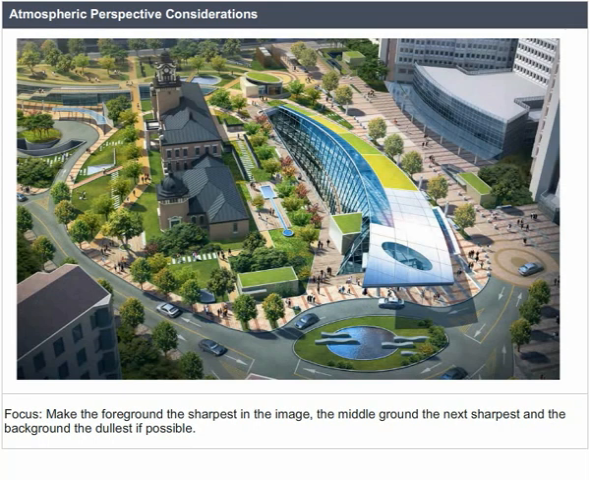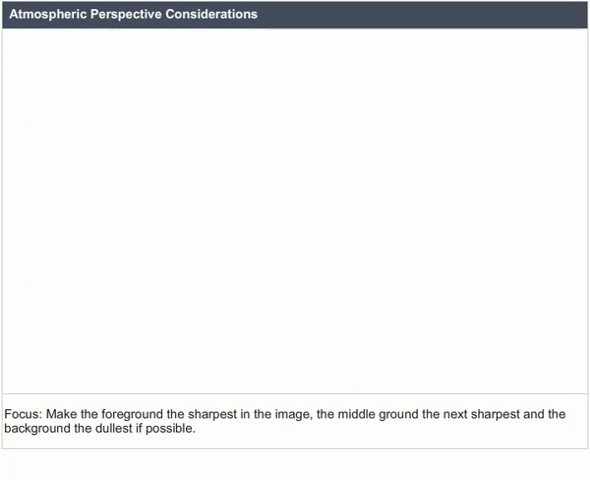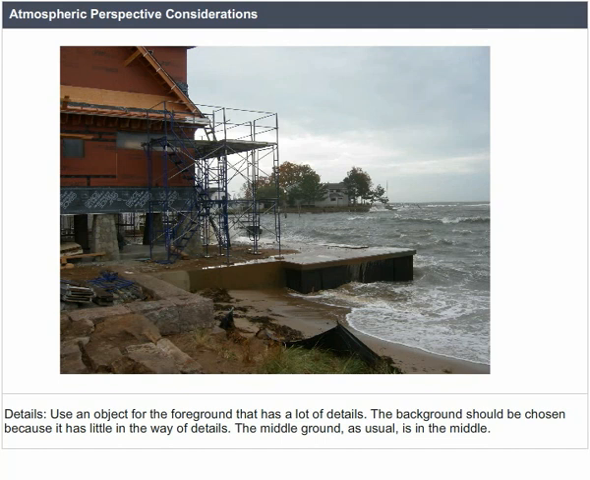Focus. Make the foreground the sharpest in the image, the middle ground the next sharpest and the background the dullest if possible. Details. Use an object for the foreground that has a lot of details. The background should be chosen because it has little in the way of details. The middle ground, as usual, is in the middle.